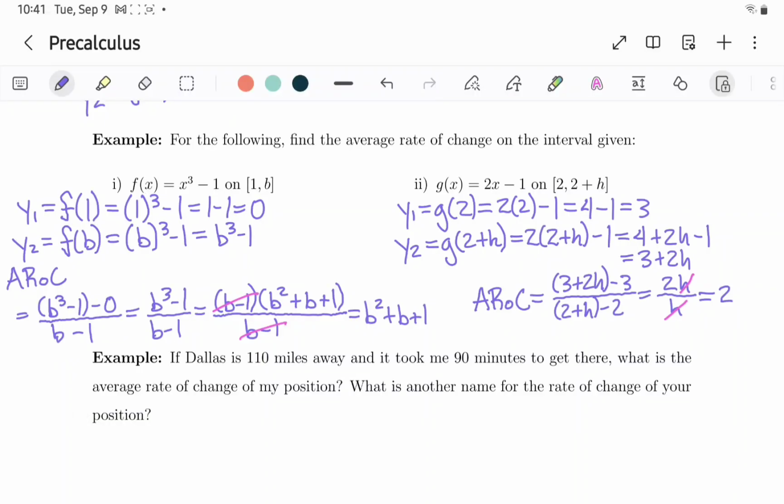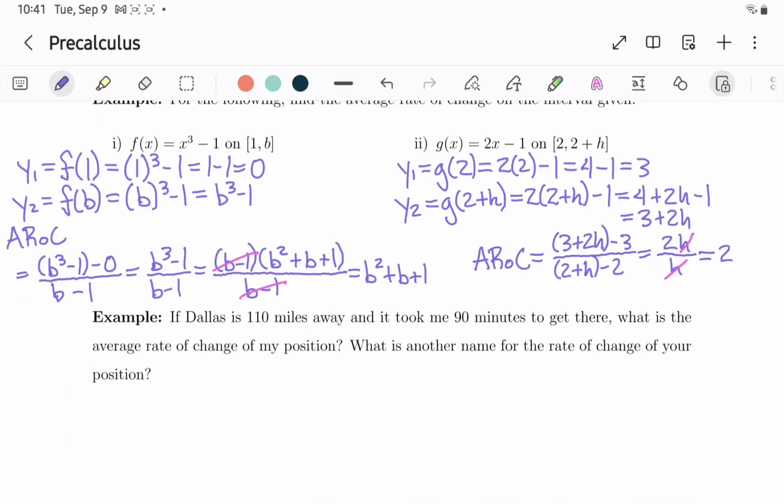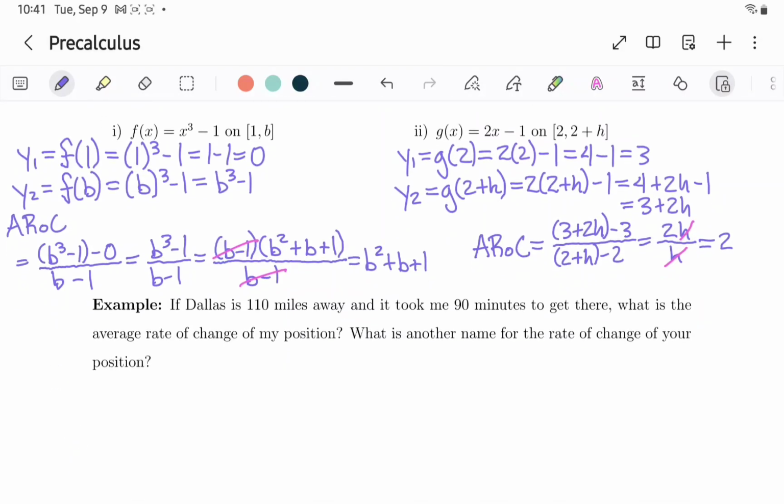All right. In our next example, we have a little bit of a word problem. It says, if Dallas is 110 miles away and it took me 90 minutes to get there, what is the average rate of change of my position? And it also follows up asking us, what is another name for the rate of change of our position? Okay, so let's figure out what the average rate of change is going to be.